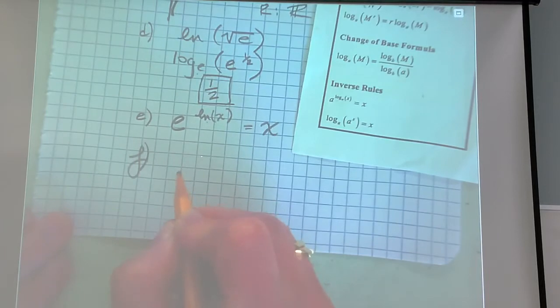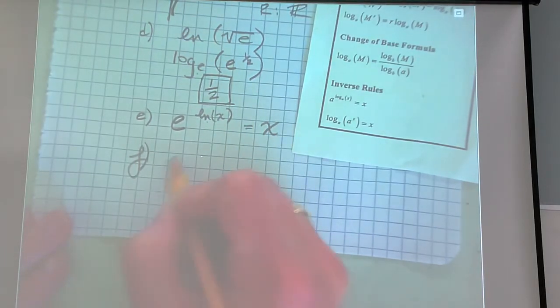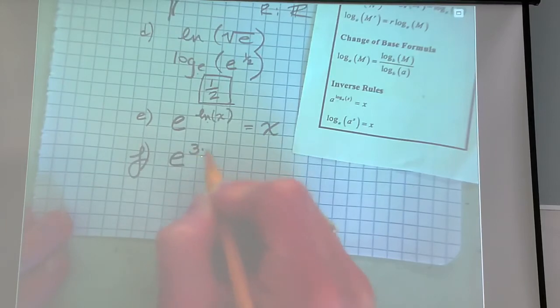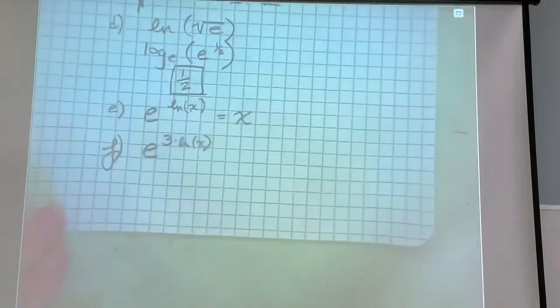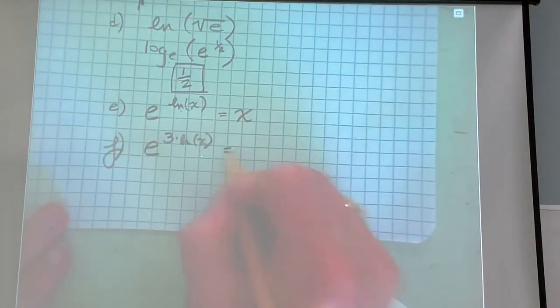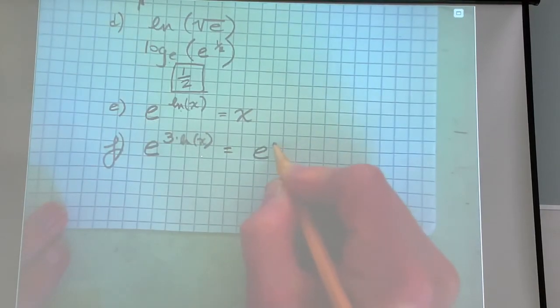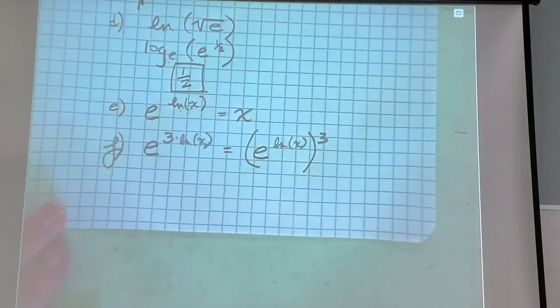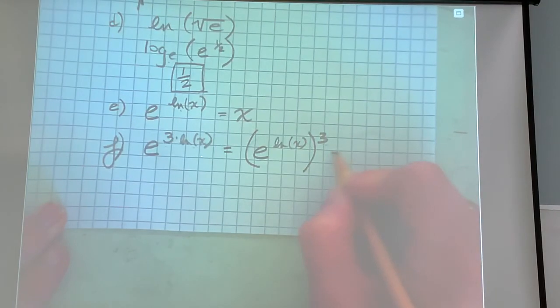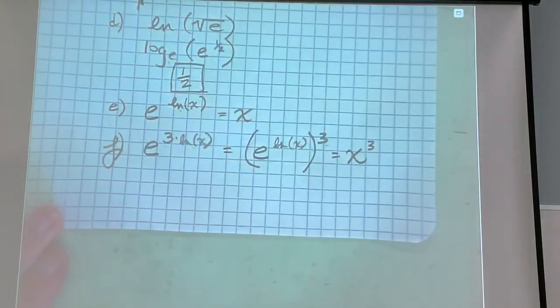If I've got, so F says e to the 3 times the natural log of x. I think it's helpful to remember that this means the same thing as e to the natural log of x, the whole thing raised to the 3rd power, because with our exponent rules, you would just multiply the 3 times the natural log of x. We know that this expression equals x, so this would be x cubed.